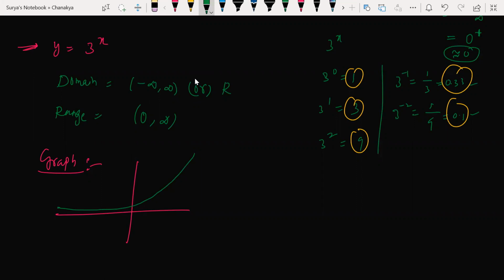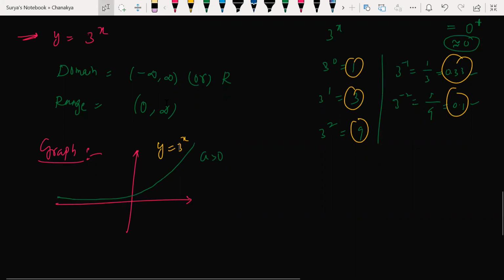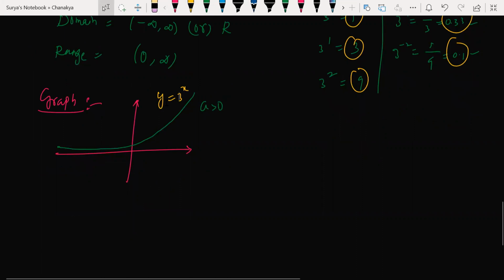This graph is possible if and only if a is greater than 1. When is this possible? When a is greater than 1. This is my y value. The y is equal to 3 to the power of x graph. You just check, substitute the values, join all the points. Definitely you're going to get the same shape. Cool. Is it clear with this?